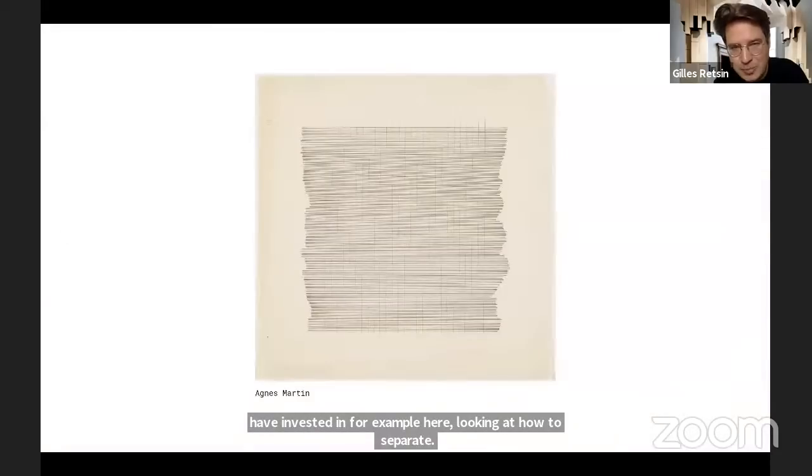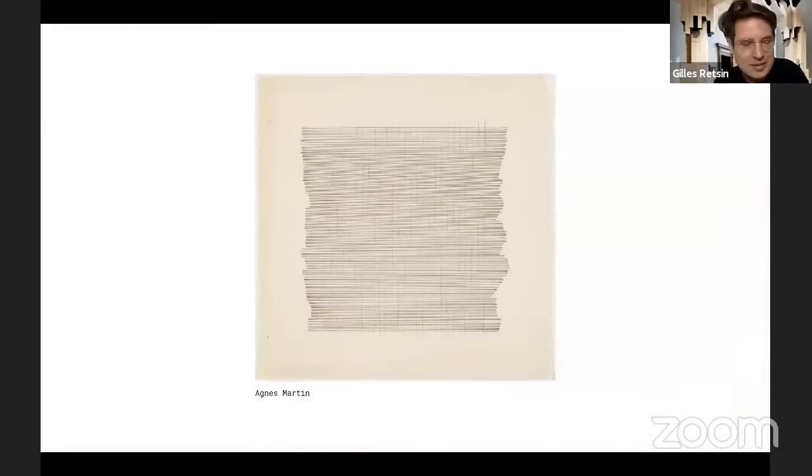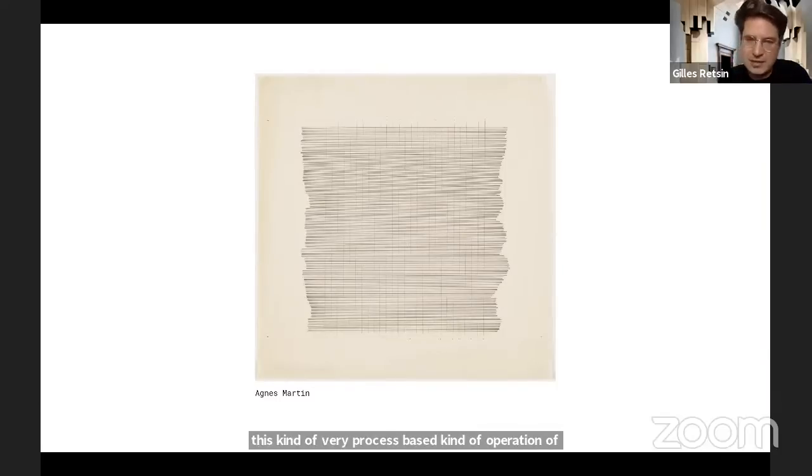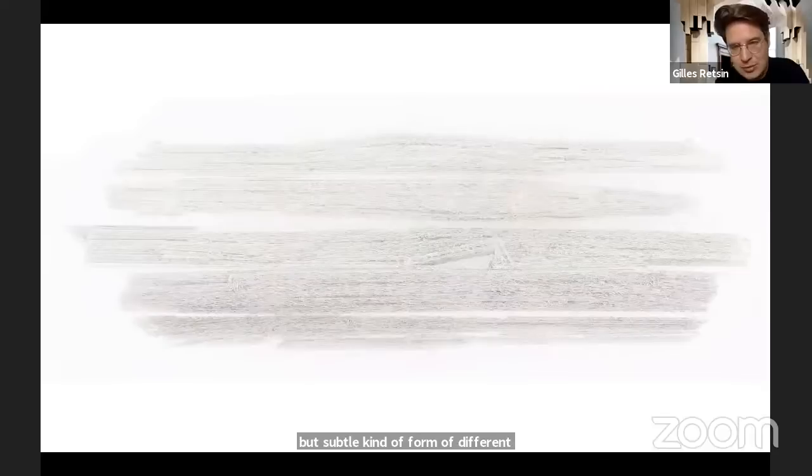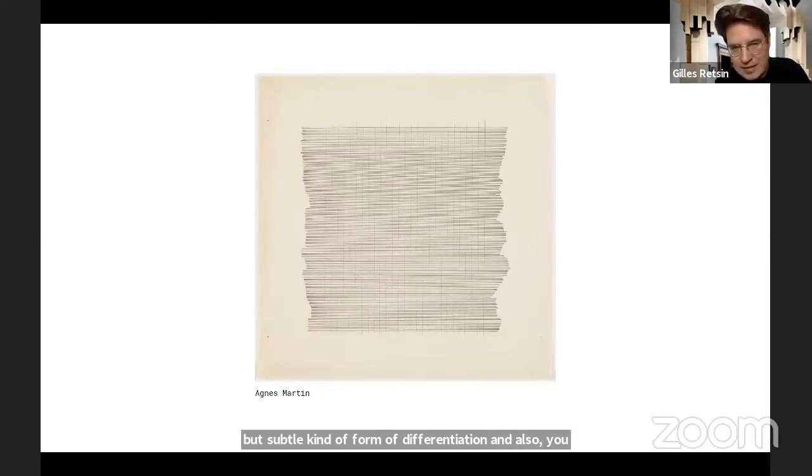And I always compare that as well with minimalist art, which is a very process-based operation of the same logic over and over again. Like here, the trace of a pen on paper by Agnes Martin, which results in this minimal but subtle form of differentiation, and also a drawing that in a way is assembled.